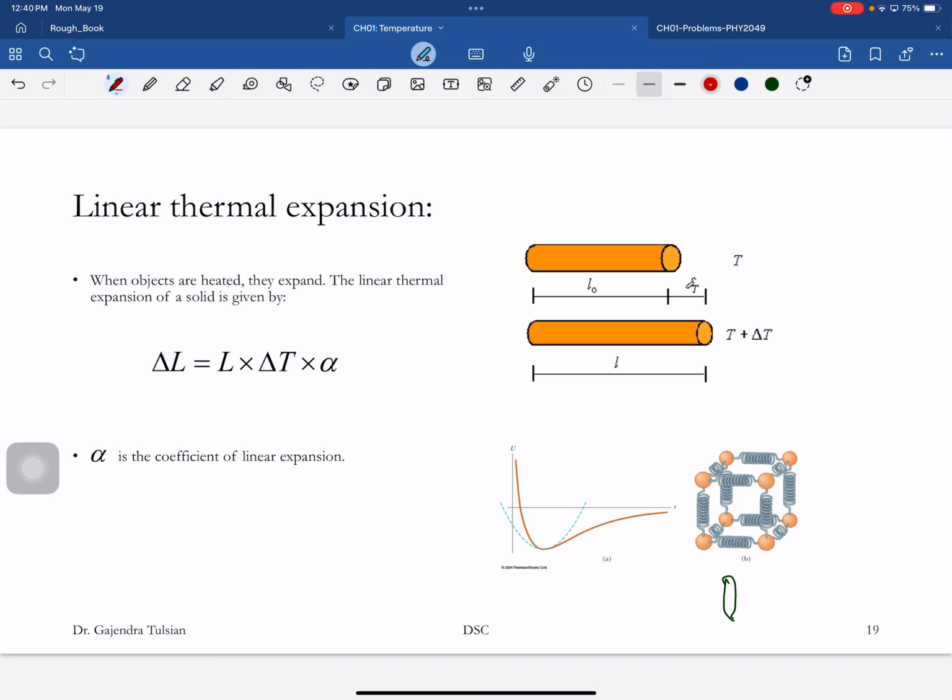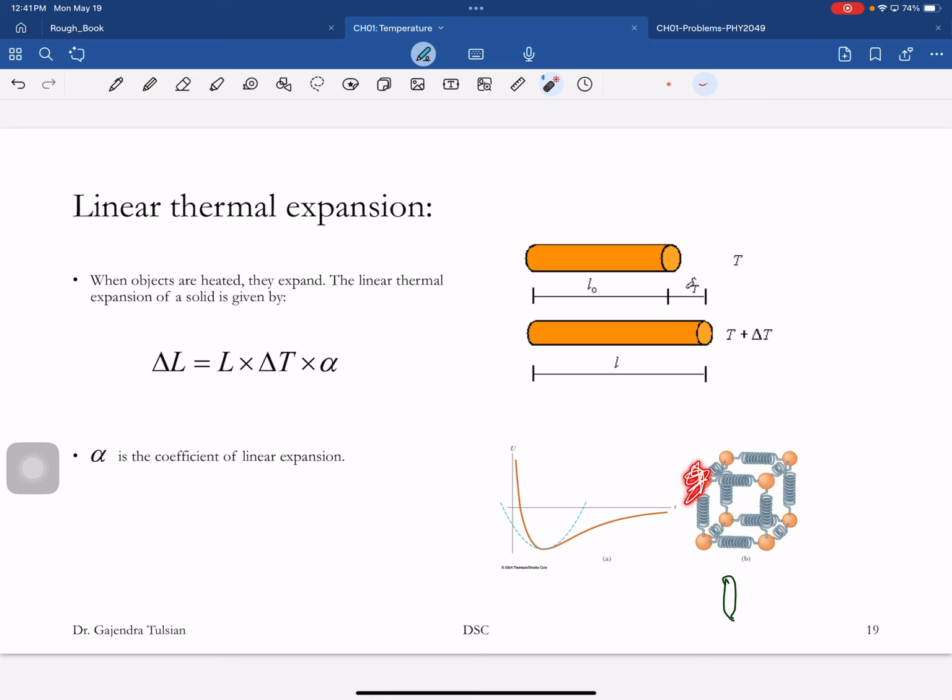Right, so here's a solid object, and here's a model of the solid object. The atoms are in fixed locations, and the forces between these atoms are modeled by these springs. Okay, here's what we're going to do. We're going to heat this solid. What is going to happen when you heat it?